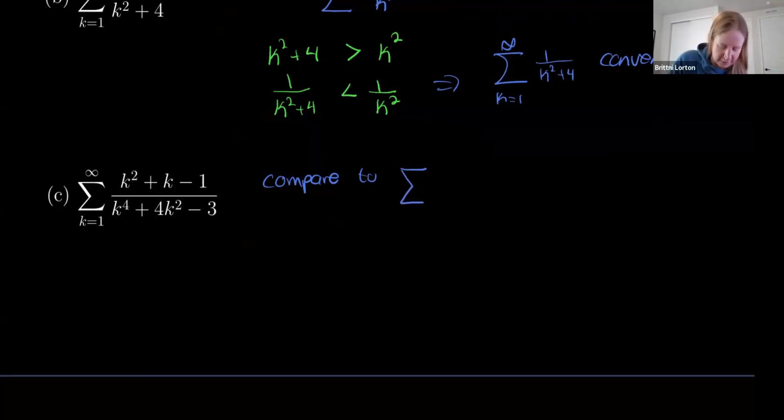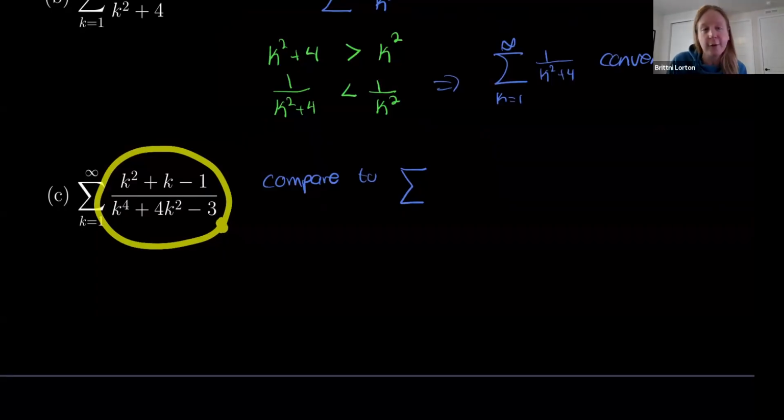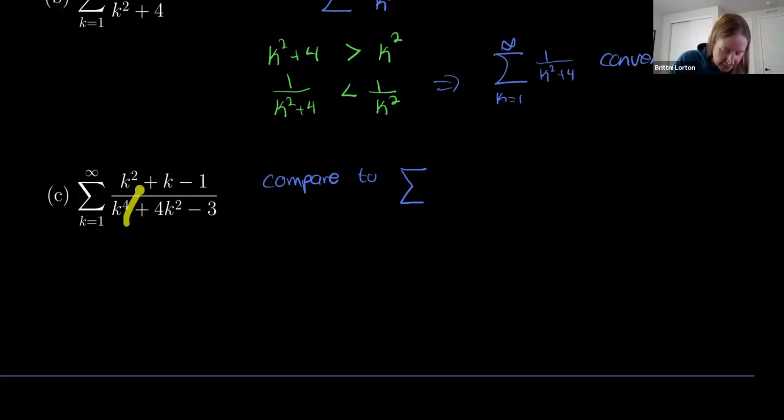Now this one's kind of harder because this looks really ugly. I have (k squared plus k minus 1) all over (k to the 4th plus 4k squared minus 3). That one looks quite tricky, so it's harder to compare.